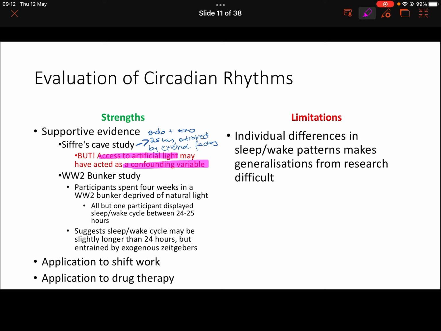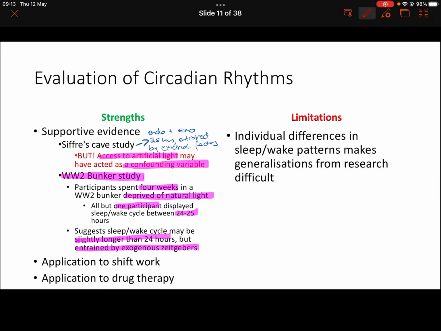We also have other research involving, I think it was Swedish, participants that were put into a World War II bunker study. So they were kept in there for a period of 4 weeks, again, deprived of any natural light. All but one of the participants in this study settled on a sleep-wake cycle between 24 and 25 hours. This tells us that, again, like Siffre, the sleep-wake cycle may be longer than 24 hours, but is going to be entrained by exogenous zeitgebers. So lots of evidence here about the sleep-wake cycle being around 24 to 25 hours, but entrained and kept in line to 24 hours by exogenous zeitgebers.